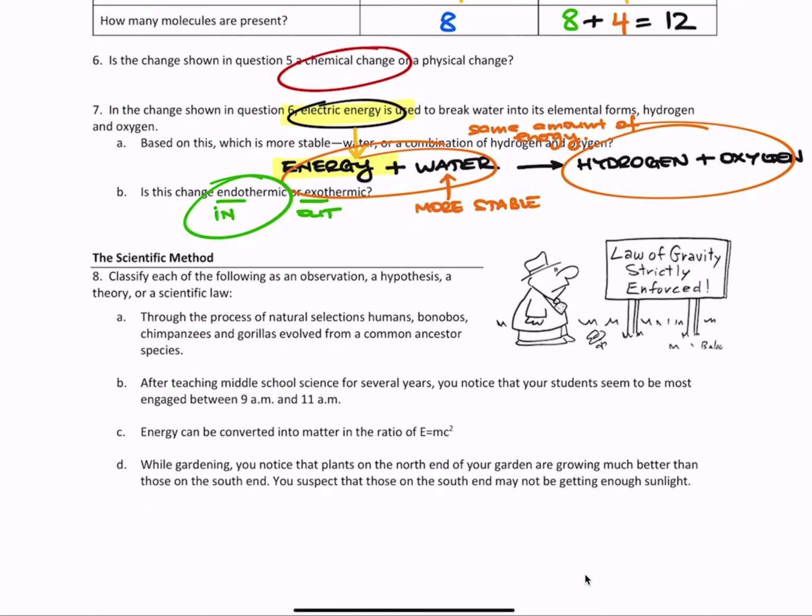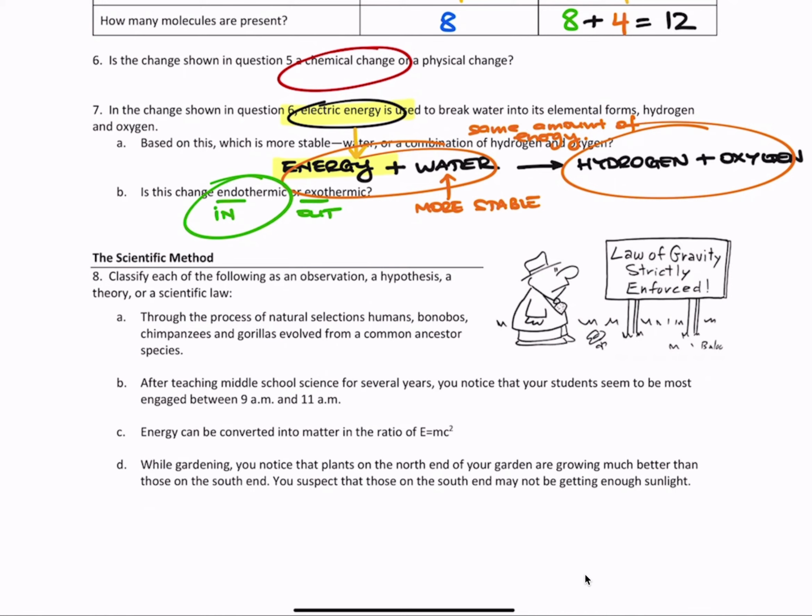Finally, let's talk about the scientific method. Classify each of the following as an observation, a hypothesis, a theory, or a scientific law. So what usually students struggle the most with is the difference between theory and law. Just remember that theory answers the question how, the law answers the question what. What will happen? It's the law. You can predict the future. Why it happened and how it happened, this is the theory.